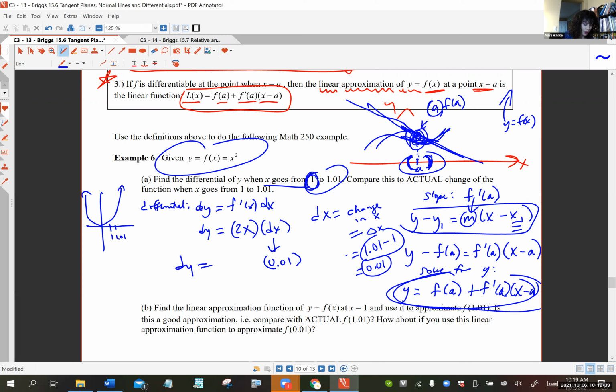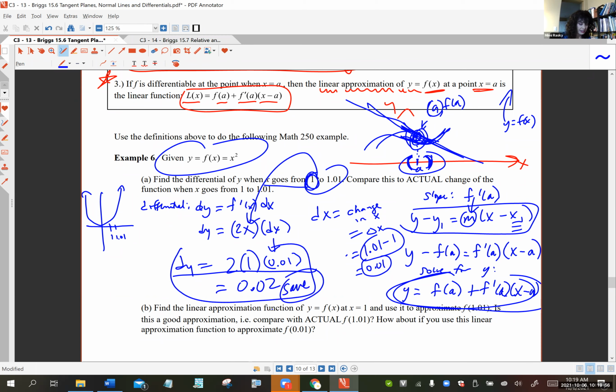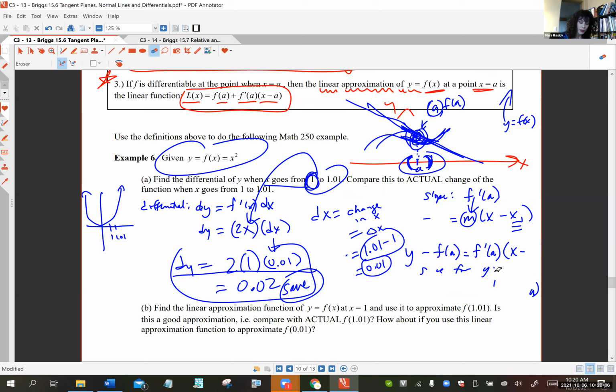And for the x, you always plug in the starting endpoint, the leftmost endpoint. So the differential of y, when x goes from 1 to 1.01, is just 0.02. Okay, save that for later. That's the approximate change in your function y. Now, what is the actual change in y? How does y really change when x starts at 1 and stops at 1.01?